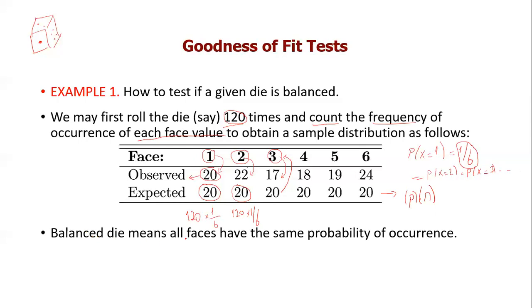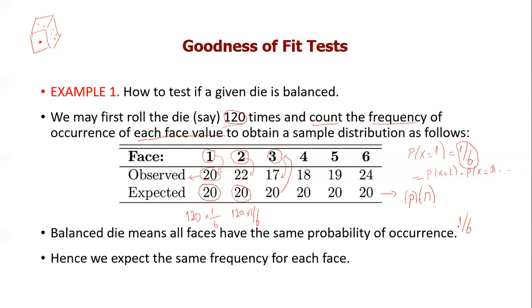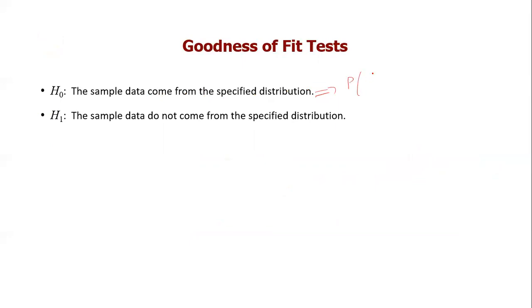So the balanced die means all faces have the same probability of occurrence, right? All of them have the same probability, which is 1 over 6. Okay. So what is our H0? H0 is the sample data come from the specified distribution. What is the specified distribution? The specified distribution says that the die is balanced, which is the probability that X is equal to x is equal to 1 over 6 for small x equal to 1 to 6. Okay. For all of the values of x from 1 to 6, the probability that X is equal to x is just 1 over 6.